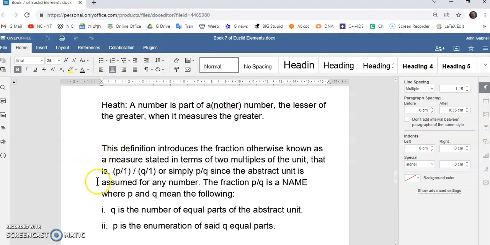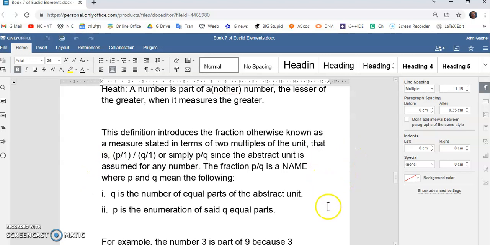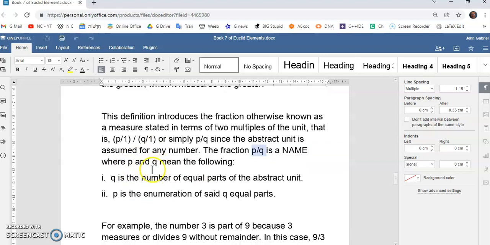Now, definition 3 tells us that a fraction, which is otherwise known as a measure, is stated in terms of two multiples of the unit, that is p over 1 over q over 1, or simply p over q. That is what is assumed as a fraction. So it's a name. P over q is a name, where p and q mean the following.